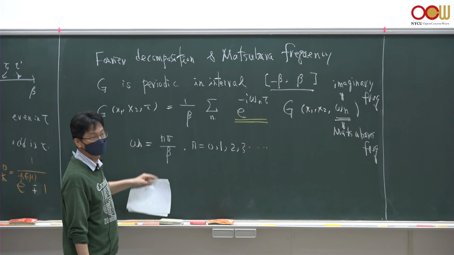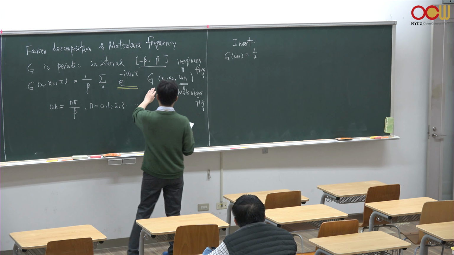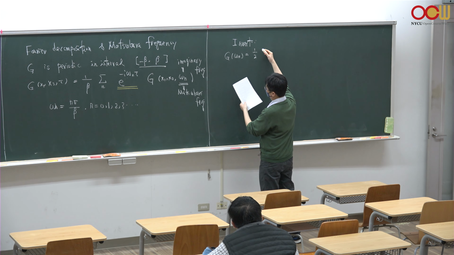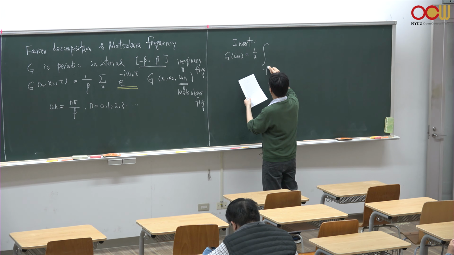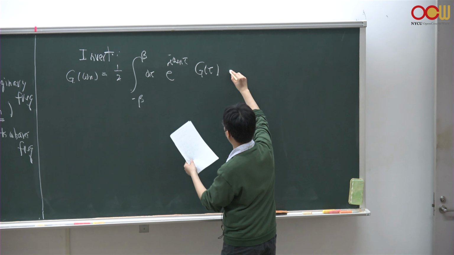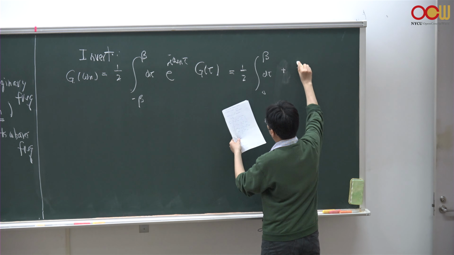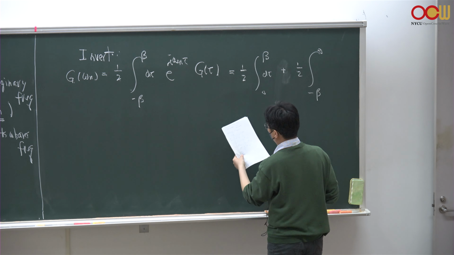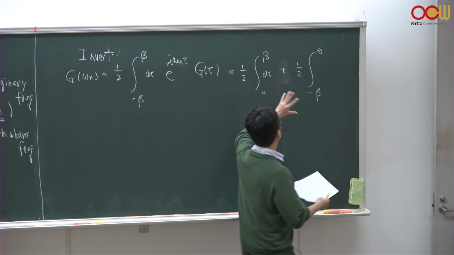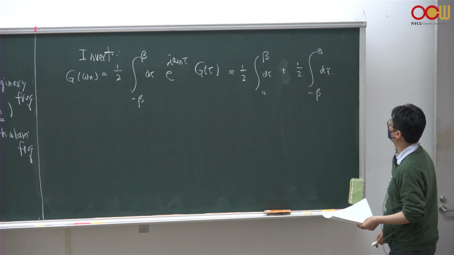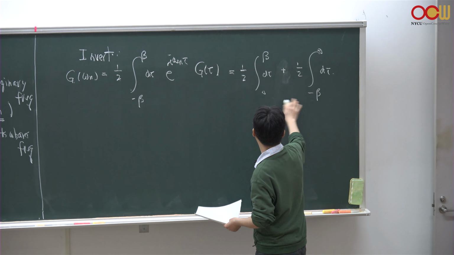So let's just invert the Fourier decomposition. Let's go backwards. If we inverse Fourier transform this Green's function from G(tau) to G(omega), then G(omega_n) is given by this Fourier integral, which is one half of the integral from 0 to beta plus another half from minus beta to 0. So you can simply decompose this Fourier integral into positive d tau or negative d tau, and you simply add them.